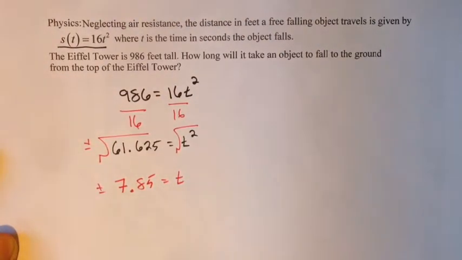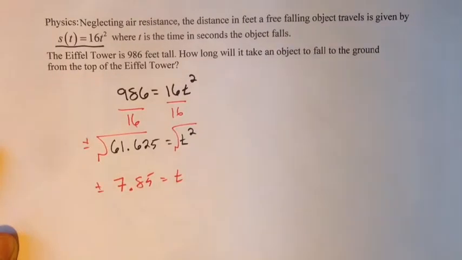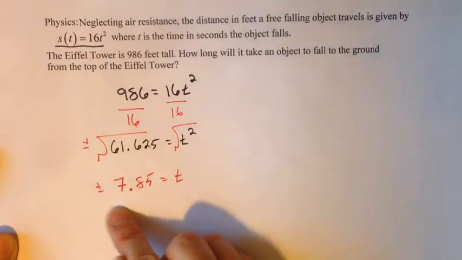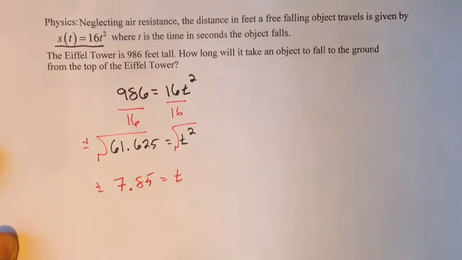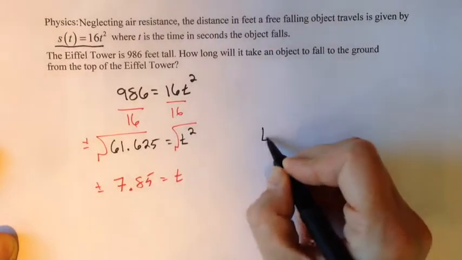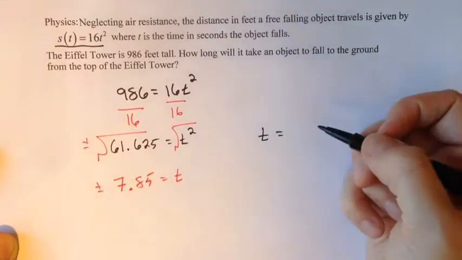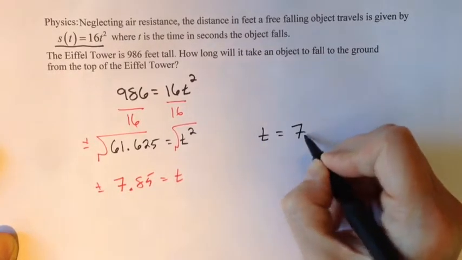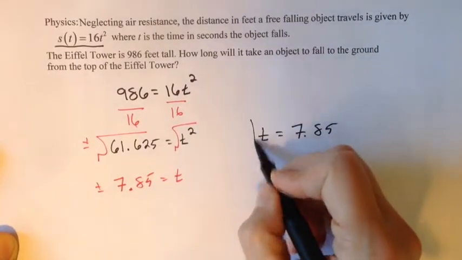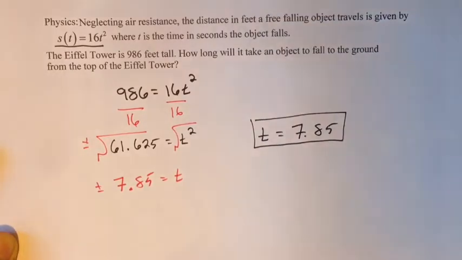Now, only one of those two answers actually makes sense in this context. It's not going to take -7.85 seconds for the object to fall. So I'm going to go with the time for something to fall from the top of the Eiffel Tower to the ground is 7.85 seconds, almost 8 seconds. It's kind of a long time if you count it all.